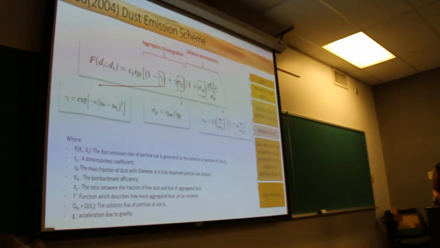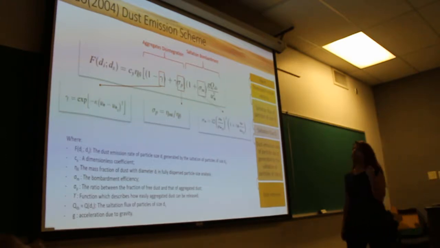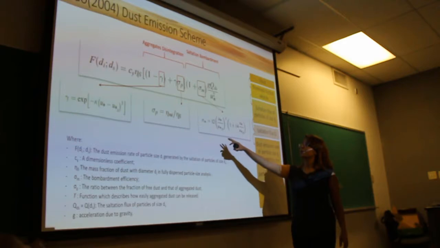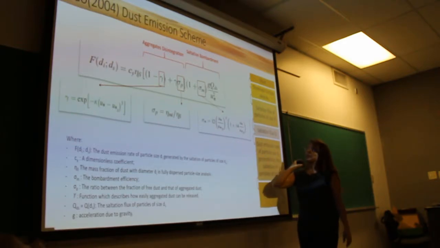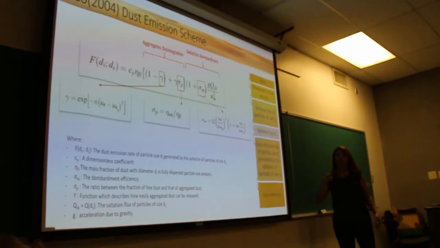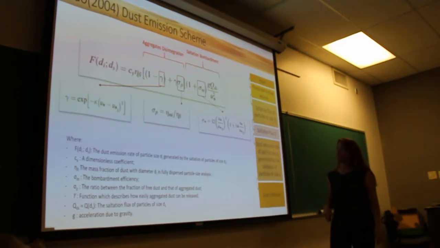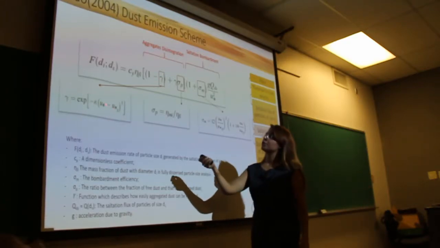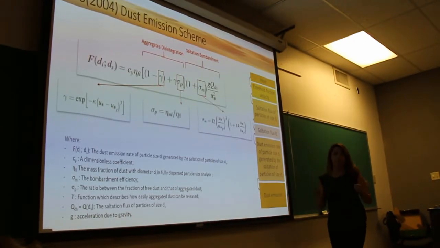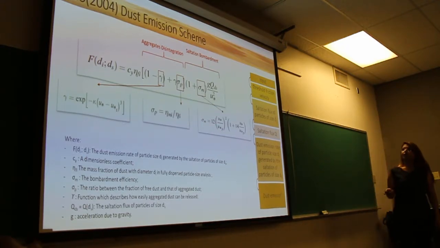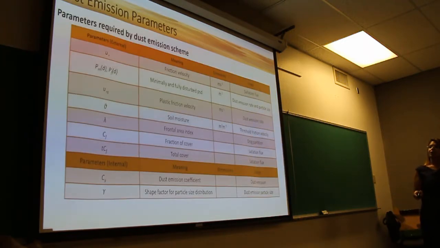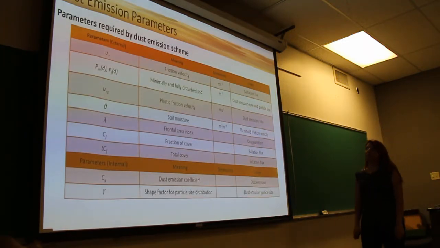We have three major parameters here. One of them is bombardment efficiency, which is the ratio between the mass ejected by bombardment and the mass of impacting particles. Then we have sigma_p, which is the ratio between the free dust and that of the aggregated dust. And we also have gamma here, which shows how aggregates release and break up. So these are the main parameters of this scheme.